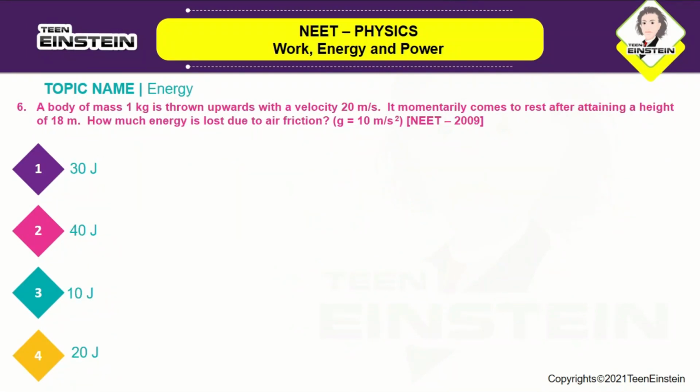A body of mass 1 kg is thrown upwards with a velocity 20 meter per second. It momentarily comes to rest after attaining a height of 18 meters. So how much energy is lost due to the air friction? So here they have given the g value as 10 meter per second square. Okay, so initial kinetic energy is half mv square. Okay, so here they have given the mass as 1 and the velocity as 20. So this will become half into 1 into 20 the whole square.